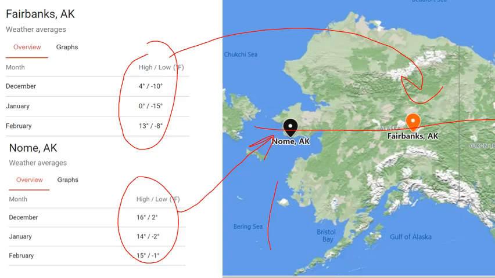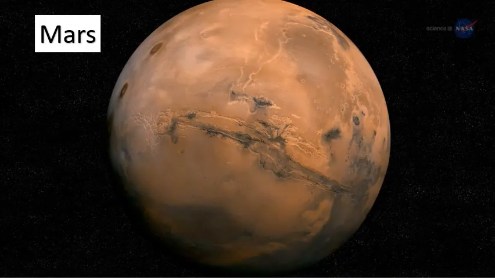and that's because Nome is on the water, and that expanding hot water from the equator can move to Nome, Alaska, and bring them some energy via that process of convection. Fairbanks, too far away from the water, it can't get any energy from the equator because the water can't get near Fairbanks, Alaska.